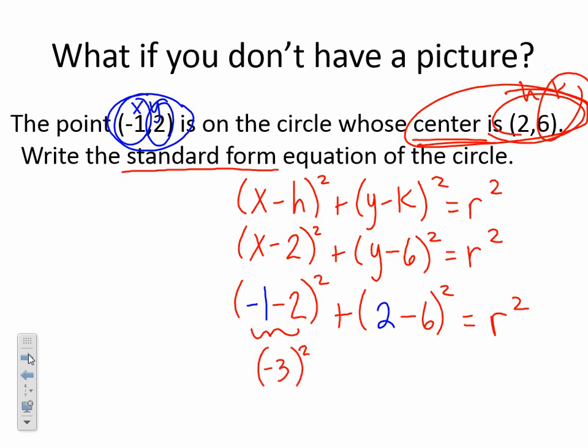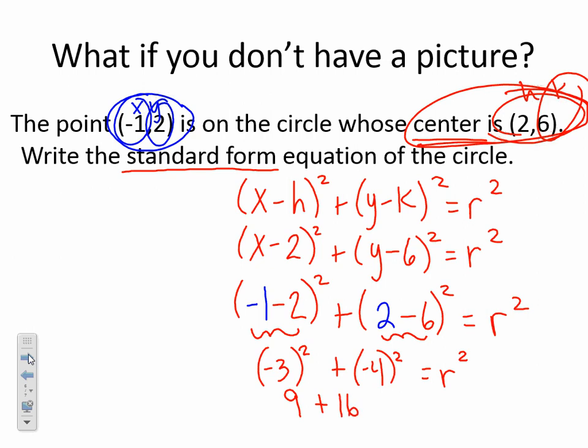So this is negative 3 squared. What's 2 minus 6? That's negative 4. So that's negative 4 squared. And that's going to equal r squared. Now what is negative 3 squared? That's 9. And negative 4 squared is 16.